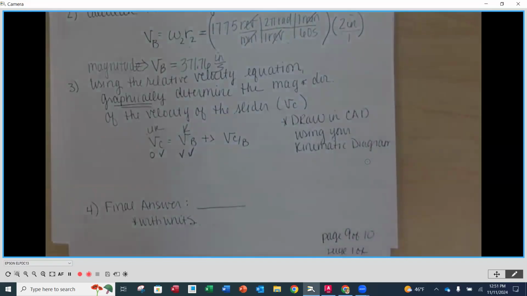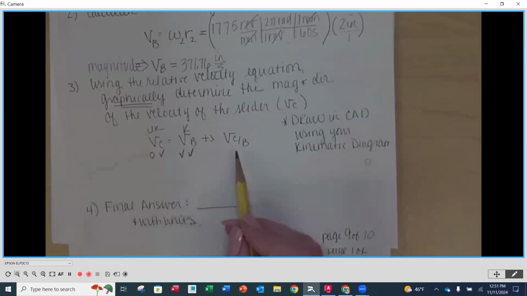We were able to calculate its magnitude because we were given the information about the crank. And we also know its direction because of the kinematic diagram. Okay, now we already drew this kinematic diagram already, so we're gonna be able to draw some perpendicular lines so that we can get these nice and accurate, and we'll be able to graphically determine this right on.